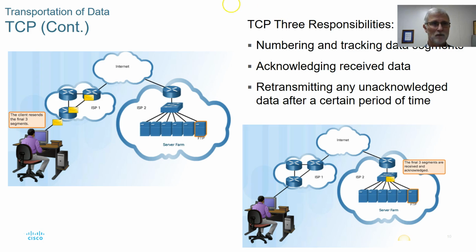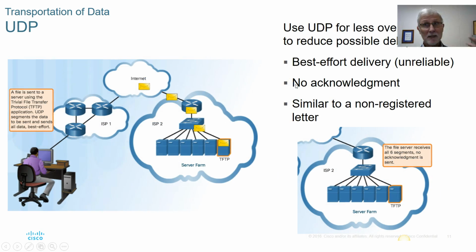Now, those are the major functions. So I number and track, I acknowledge the received data, and retransmit anything that hasn't been acknowledged based on some time period. Now, UDP, on the other hand, has less overhead. So that means it reduces the possibility of delays. It says unreliable, but it's really just trying to make that best effort. It's just trying to get access to the internet and send the data the best way I can. There's no acknowledgement. There's nothing going on.